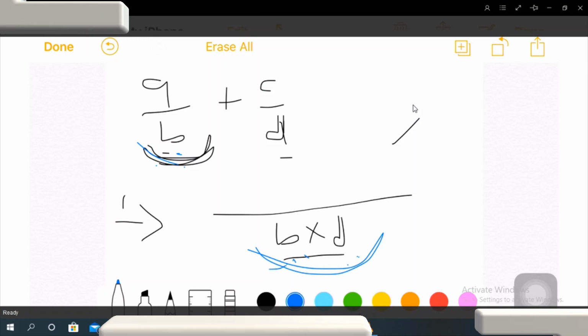So when B comes for this B, what are we left with? We are left with D. So B will go into B times D, D times. So this D comes to multiply this A that was here before. So we get D times A.